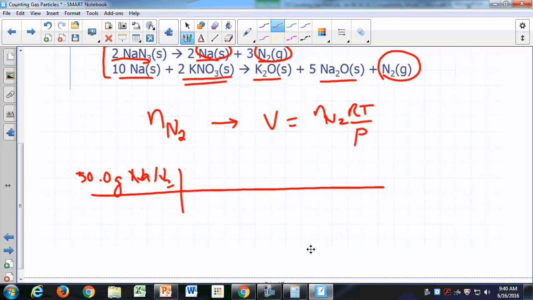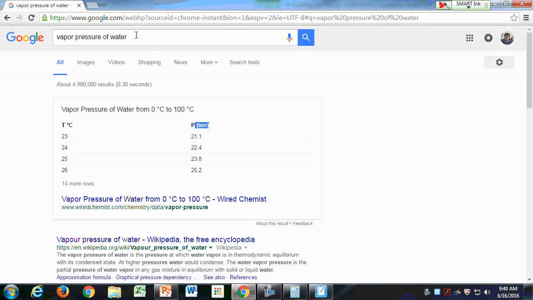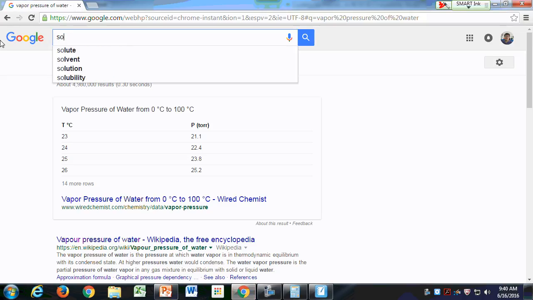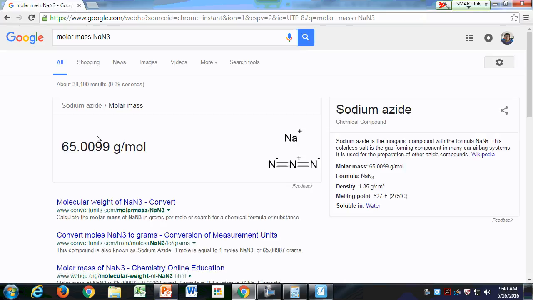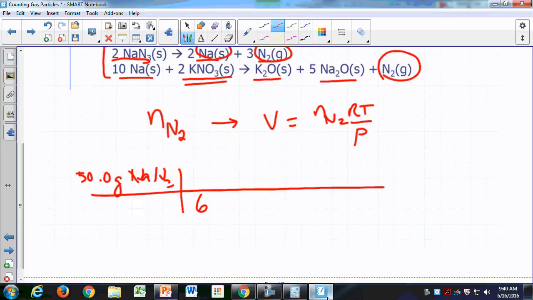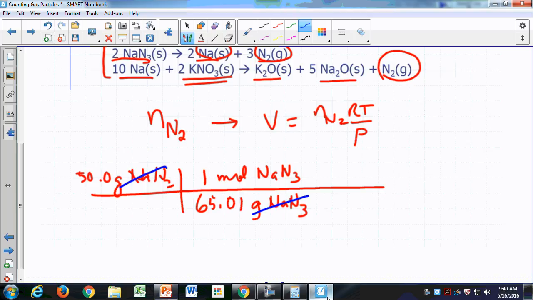So sodium azide molar mass would be, let me look it up, NaN3 molar mass. You can always calculate it. You should know how to calculate it. It's 65.01. So 65.01 grams of sodium azide for 1 mole of sodium azide. That gives you moles of sodium azide. And from that, you can calculate moles of nitrogen.